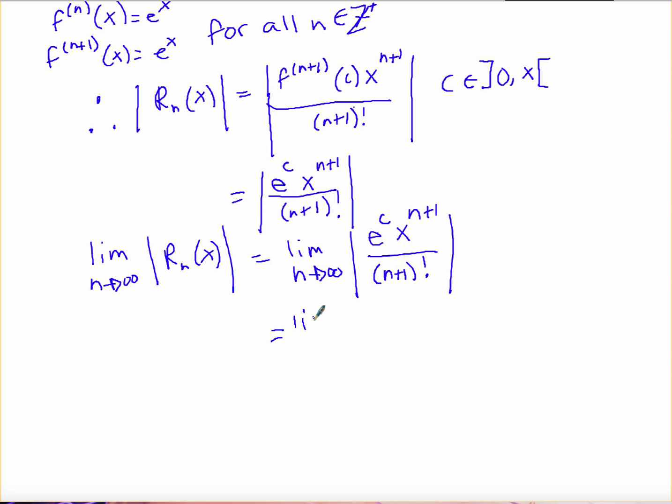So I have the limit as n approaches infinity of e to the c, which is going to be positive, times the absolute value of x to the n plus 1 power. The only thing I really have to worry about the sign of here is x, all divided by n plus 1 factorial.